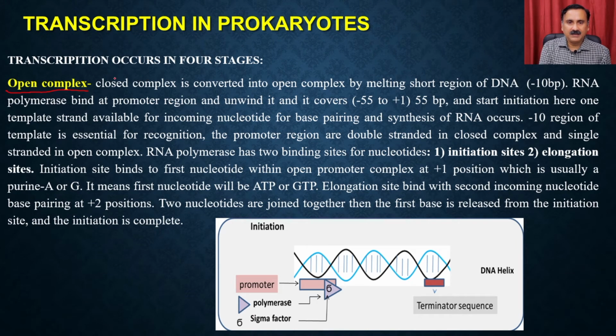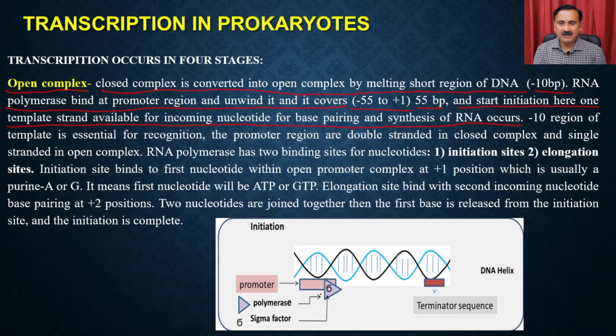Within that step, the closed complex is converted into the open complex by melting a short region of DNA, like the -10 base pair region. The RNA polymerase binds at the promoter region and unwinds it to cover -55 to +1, and it starts the initiation here. One template strand is available for the incoming nucleotide for base pairing, and the synthesis of RNA occurs.